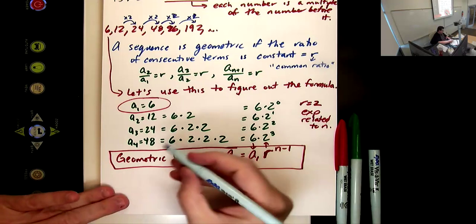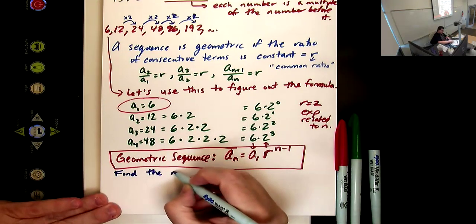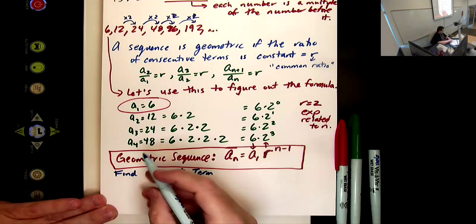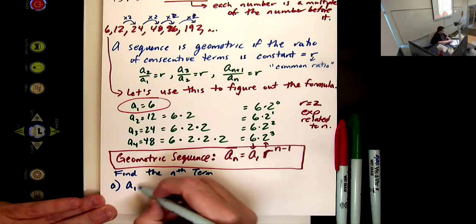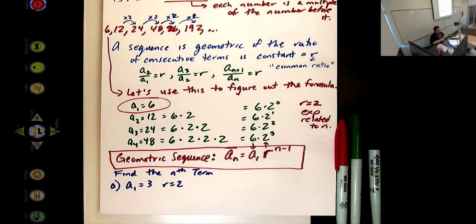Why don't you guys find the nth term? If a sub 1 equals 3 and r equals 2, write a formula for the nth term.